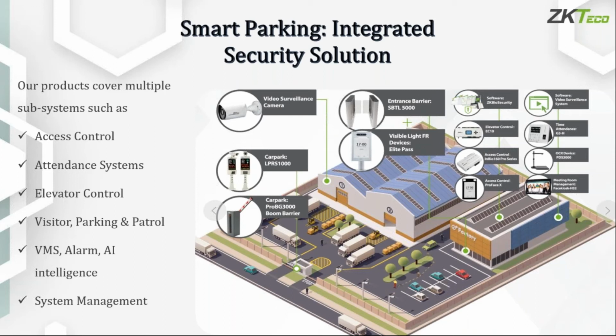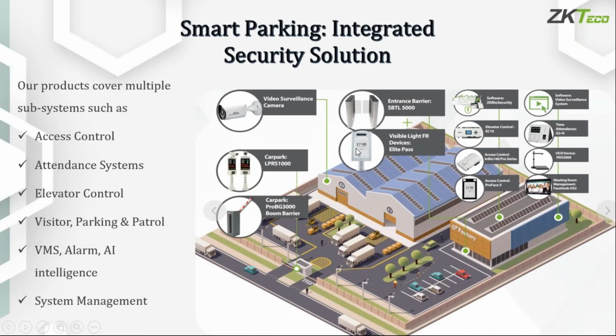For attendance purposes, we can get it from the G3H machine that can help generate the attendance of a user. For elevator control, we have the EC10 that can help with elevator solutions as well. Then for visitor and parking management, for parking management we have the LPR with the Pro BG 3000 boom barrier. We can use this one.